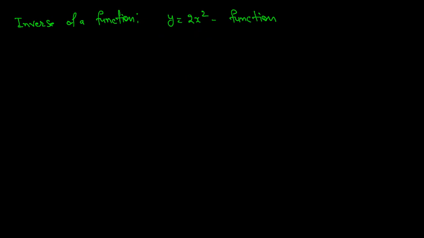To find the inverse of a function, step one is switch x with the y, so x to the y and y to the x. And then solve for y. So switch x and y. This x becomes y and this y becomes x. That'll be rewritten as x is equal to 2y squared.